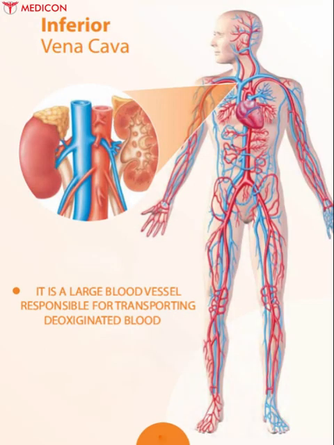Inferior vena cava. The inferior vena cava is a large blood vessel responsible for transporting deoxygenated blood from the lower extremities and abdomen back to the right atrium of the heart.